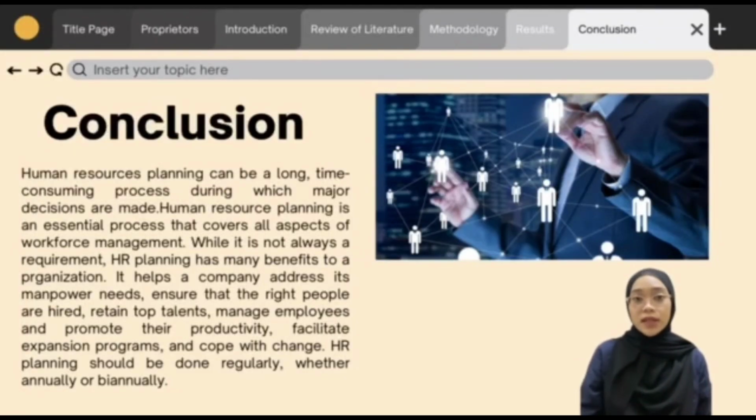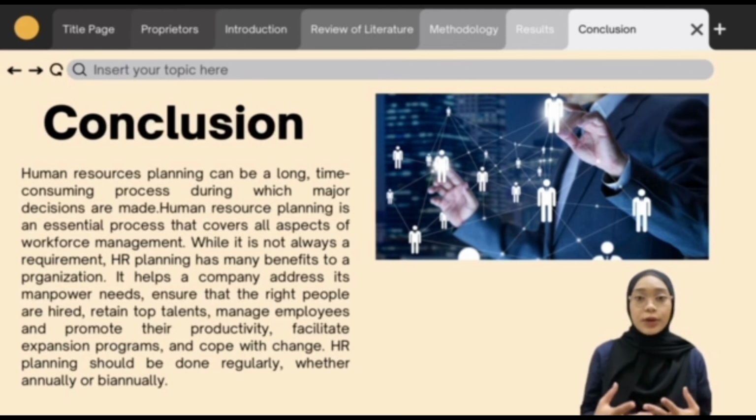Conclusion for the positive effect of human resources planning on organization performance. Human resources planning can be a long, time-consuming process during which major decisions are made. Human resource planning is an essential process that covers all aspects of workforce management.